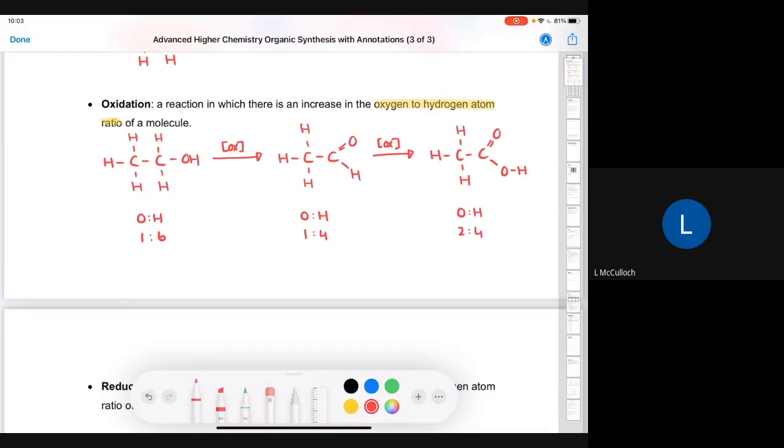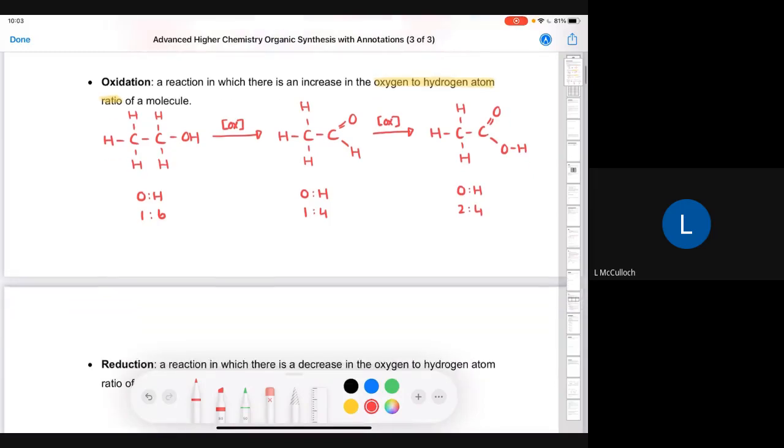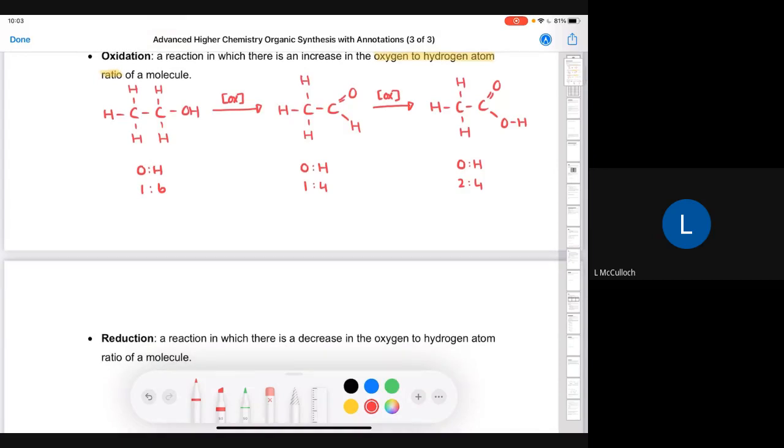All right, so then going on to look at the opposite of an oxidation reaction, which is a reduction reaction. In a reduction reaction, there is a decrease in the oxygen to hydrogen atom ratio of the molecule. So we'll look at a little example for that. For the reduction reaction, we'll take a ketone and reduce that into a secondary alcohol.